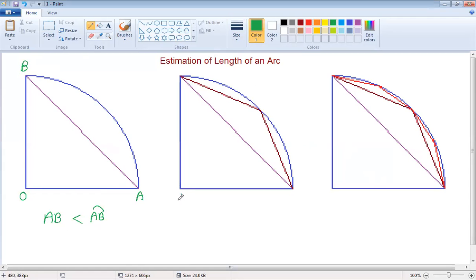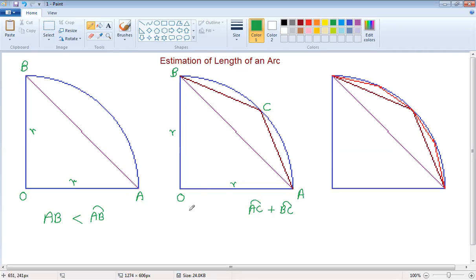In the second figure, I have taken the same arc with the same radius. Earlier the radius was R, now also the radius is R, and the arc is the same. So I have taken a point C in the middle of the arc. Now arc AC plus arc BC is the arc AB. Arc AB has two parts, arc AC and arc BC.